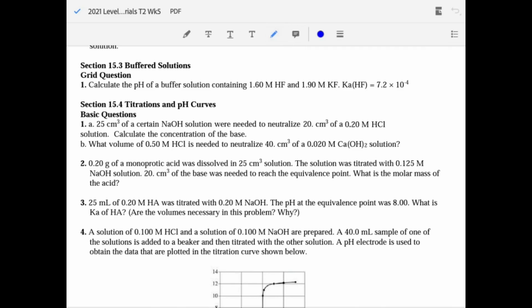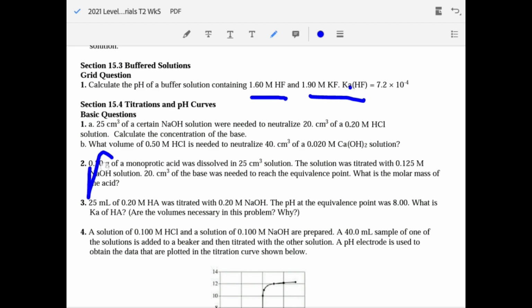15.3, buffered solution. Calculate the pH. You have HF, and then you have KF. Since K is a group 1 metal, it will dissolve, so you'll be left with F minus. You don't really need a reaction for this. They straight up give you the base and the acid. So you just do base and the acid, and you have Ka.